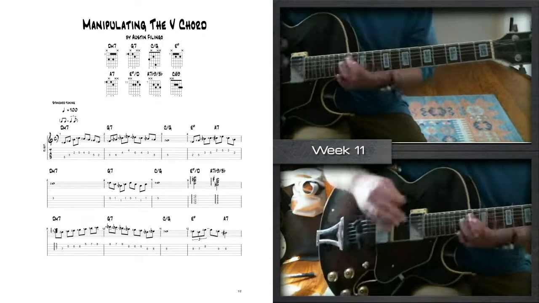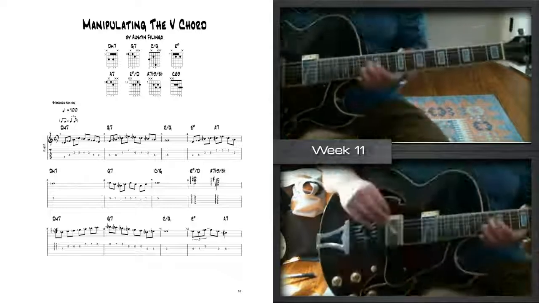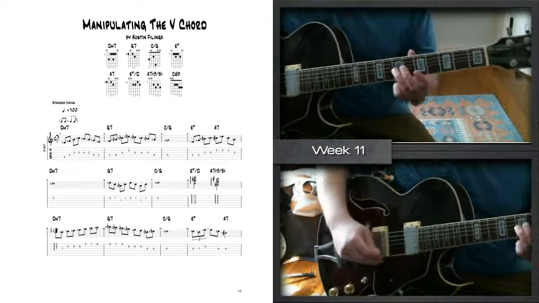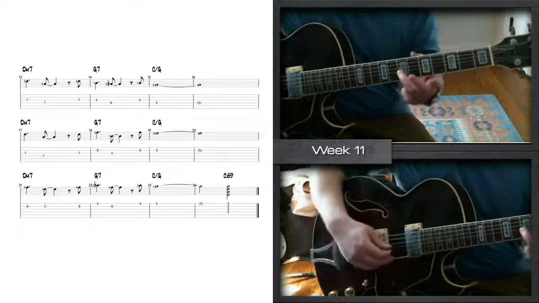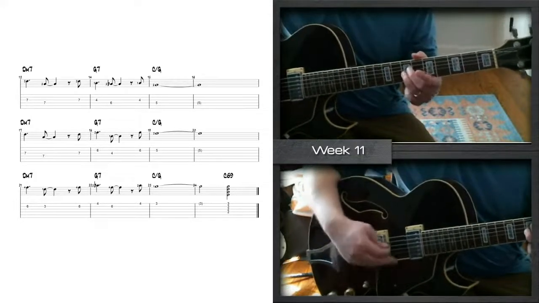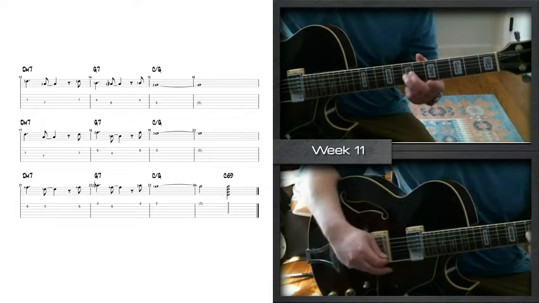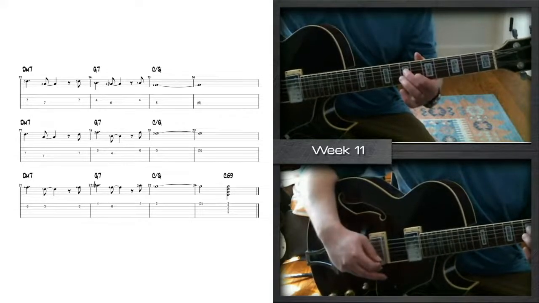And now we're at the final turnaround, right? So super simple. What I do is I go D minor to G7. I'm literally using the root and the fifth.